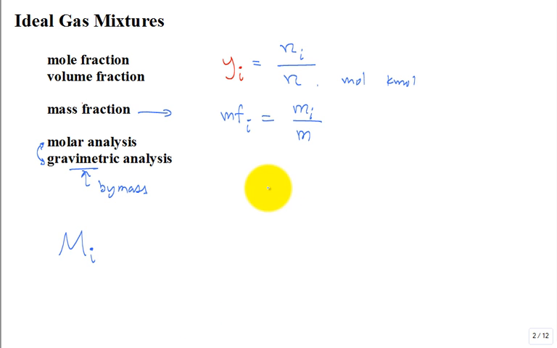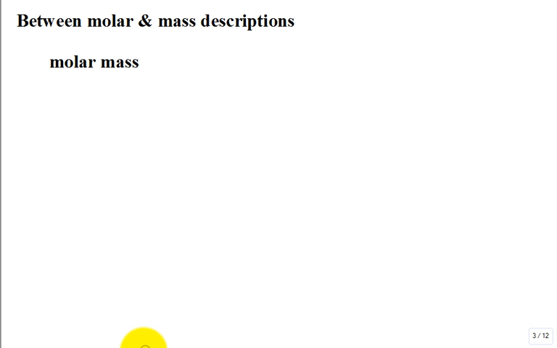So if I want to know the mass of a species and I know the amount of that, then I multiply by the molar mass. True? And then I can go back and forth. The amount is equal to the mass divided by the molar mass. True? Yeah. So we have the molar description and the mass description of our components.